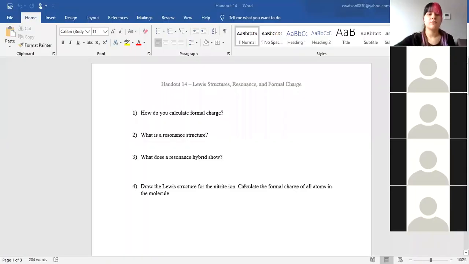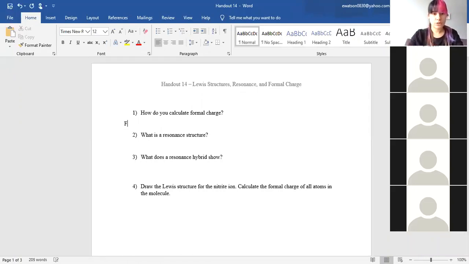I'm doing handout 14. So just to start off, we talked about formal charge. We did some formal charge last time, but how would you calculate formal charge? Don't you take the valence electrons minus the bonds and the pairs? Yes. Or like plus those 2?